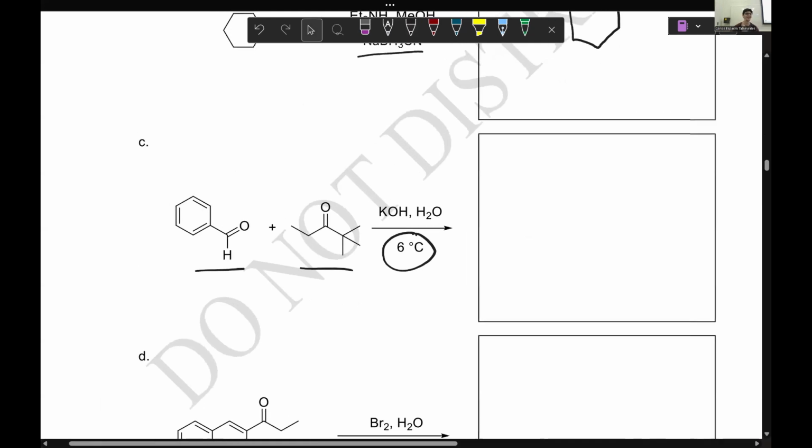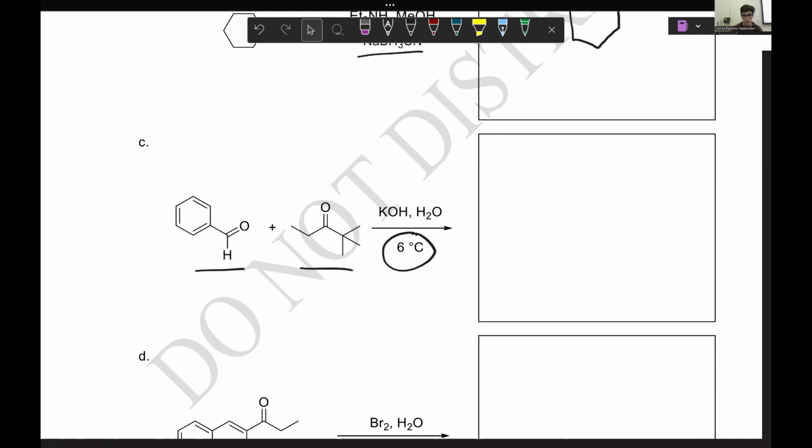Okay, so this is the aldol reaction, where we are reacting ketones with each other or aldehydes with ketones, and we're going to form the aldol product, which is what we talked about in the previous question on the other page. With the 6 degrees Celsius, we said that when it's really cold, it's not going to form the condensation product, so we're going to keep that OH there.